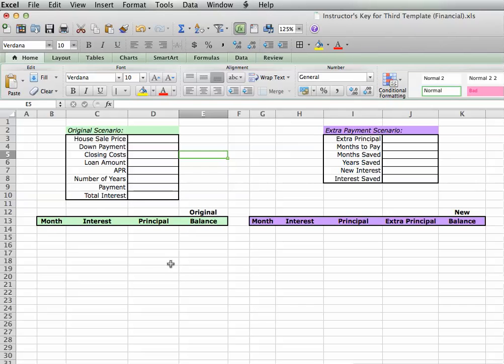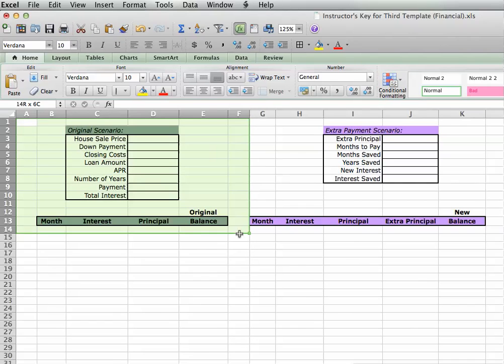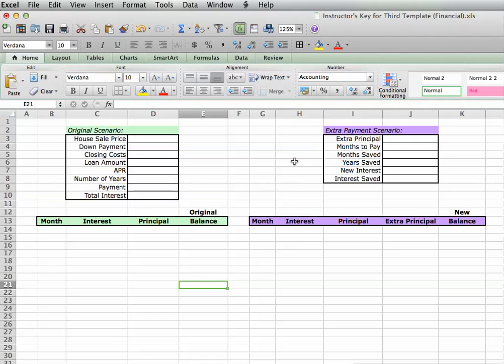This is the Home Alone project tutorial where we're going to break it into two major parts. We're going to look at the left-hand side of the template first, where we work with an original scenario, and then in part two I'll take a look at what happens when you make extra payments.